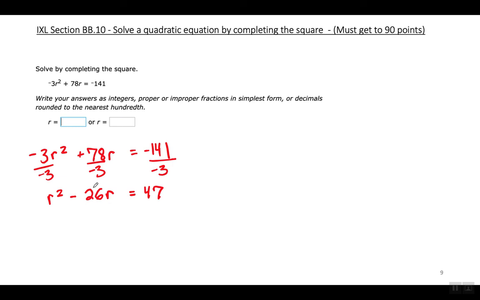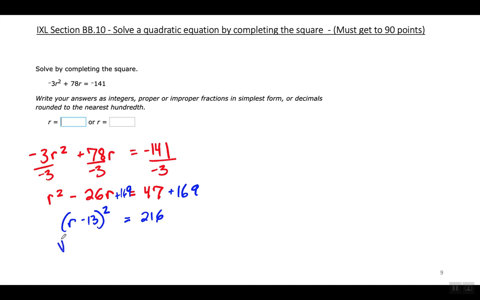Now let's complete the square. I'm going to take the b term, which is negative 26, divide it by 2 and square it. Negative 26 divided by 2 is negative 13, and 13 to the second power is 169. So I'm going to add 169 to both sides. Now when I factor the left side, it's r minus 13 to the second power, because negative 13 times negative 13 is positive 169, and negative 13 plus negative 13 is negative 26. On the right-hand side, 169 plus 47 gives me 216.